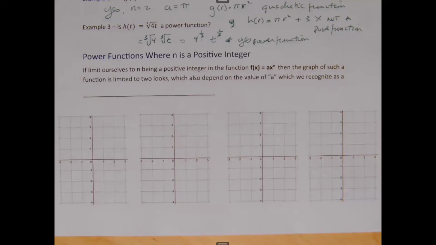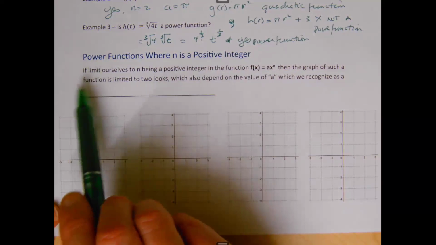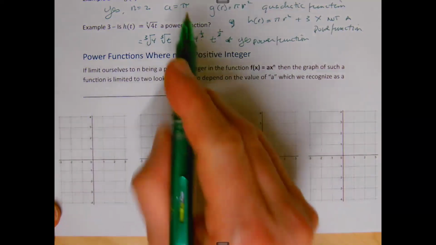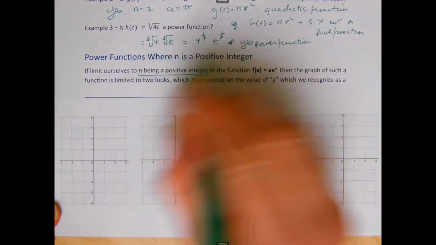Now let's look at the graphs of power functions. Now this is going to be important. We have to kind of memorize what these things look like. If we limit ourselves to n being a positive integer, so no longer are we looking at n being a real number, just a positive integer.